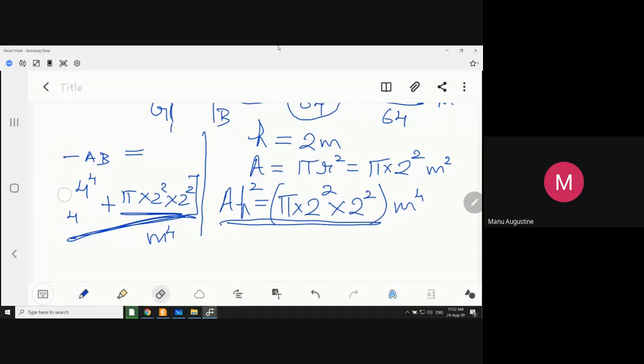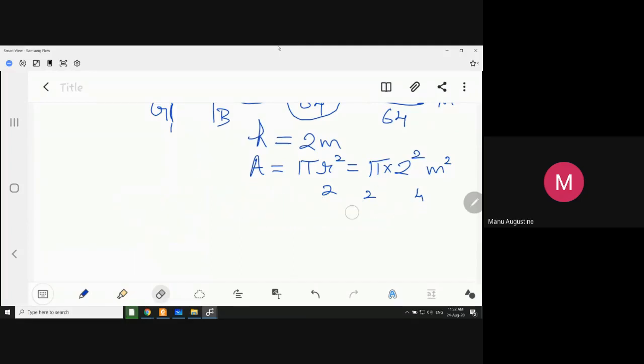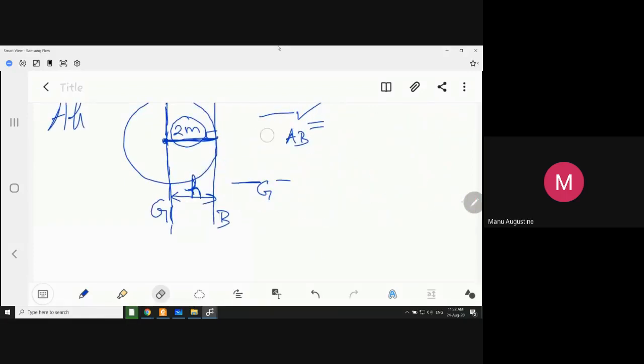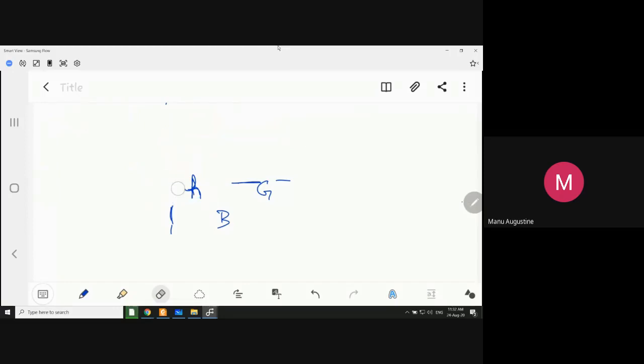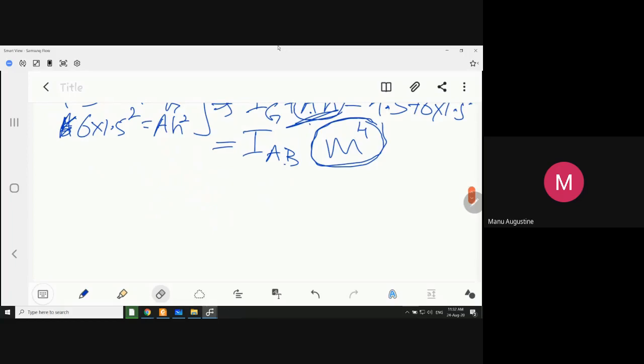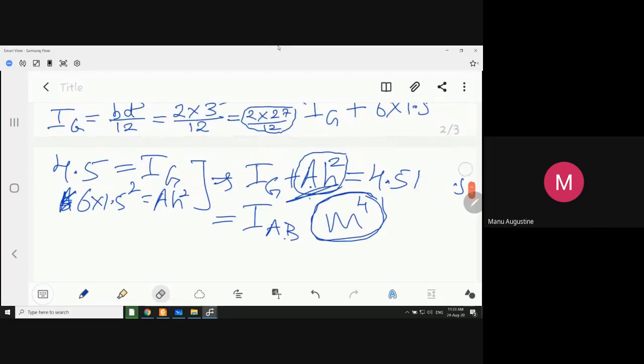If you have understood the application of parallel axis theorem, then we can move on to more complicated topics which involve finding the moment of inertia of composite sections. Now, this is a very important topic. The next topic, that is the moment of inertia of composite sections.